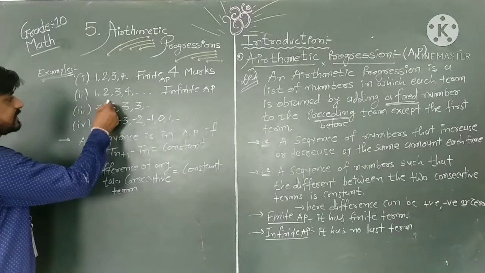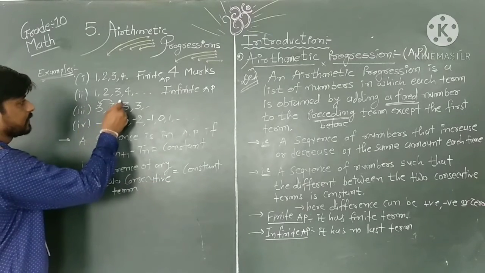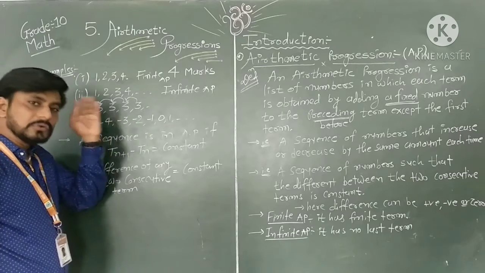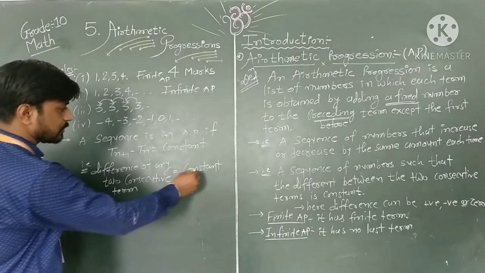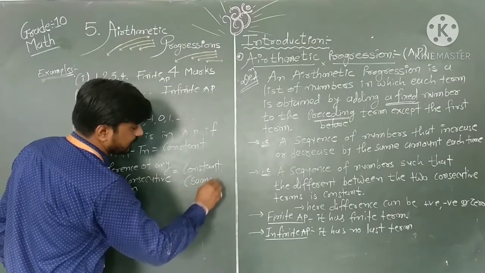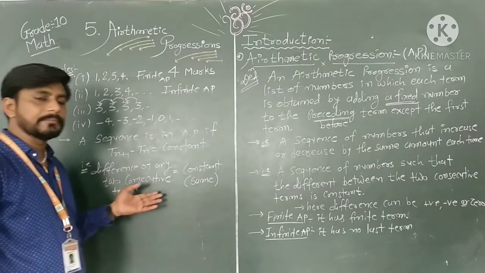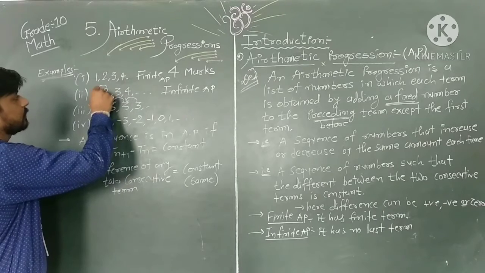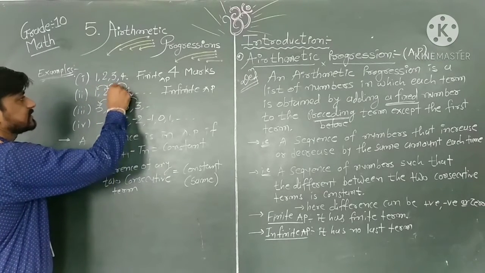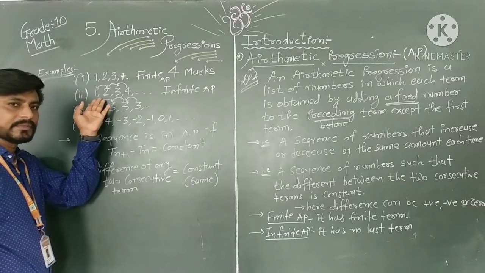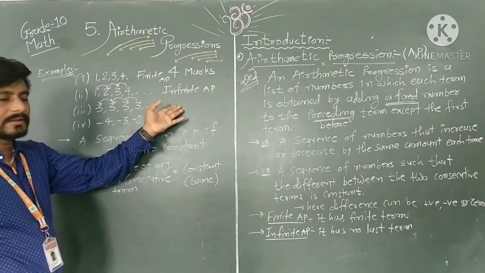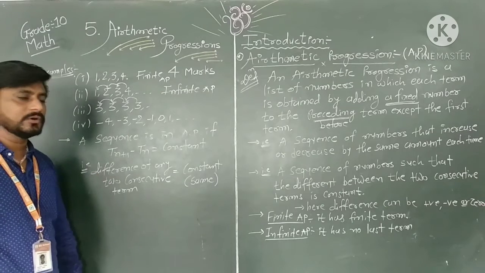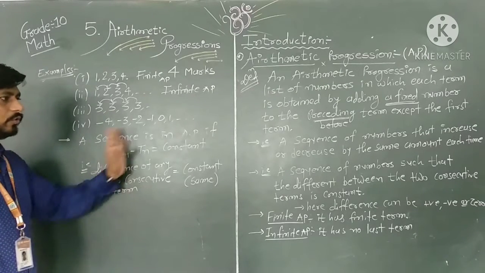Okay, look here. What is the difference of these two terms? 3 minus 3 is 0, again 3 minus 3 is 0, again 3 minus 3 is 0. That means the difference of all consecutive terms is the same, constant. If you have the same difference between any two consecutive numbers, then the given sequence is an arithmetic progression. Look here, 2 minus 1 is 1, 3 minus 2 again 1, 4 minus 3 again 1, that means this is also an AP. It doesn't matter whether finite or infinite AP, this is an AP. Okay, I hope you all have understood. Got it everyone?